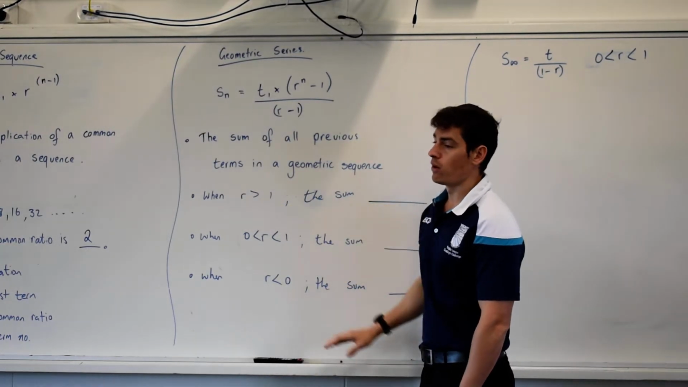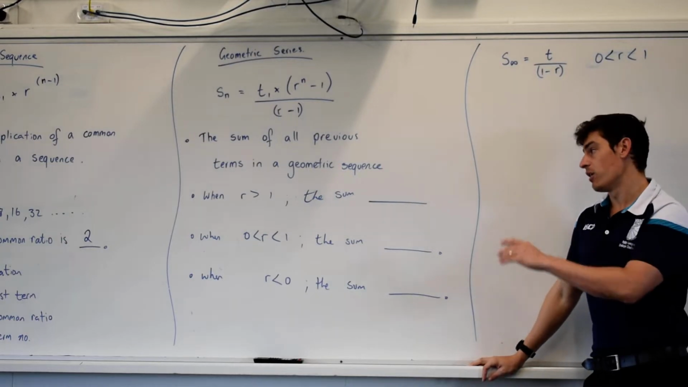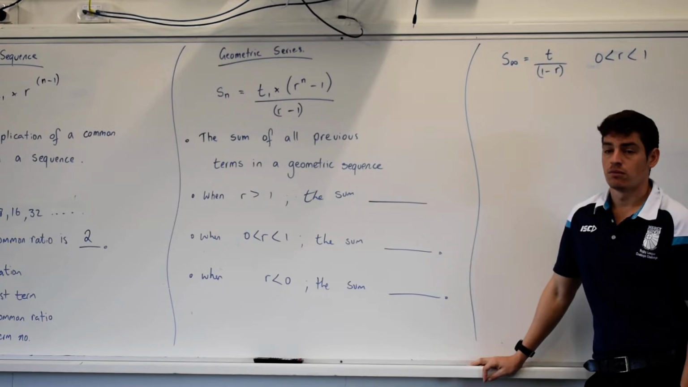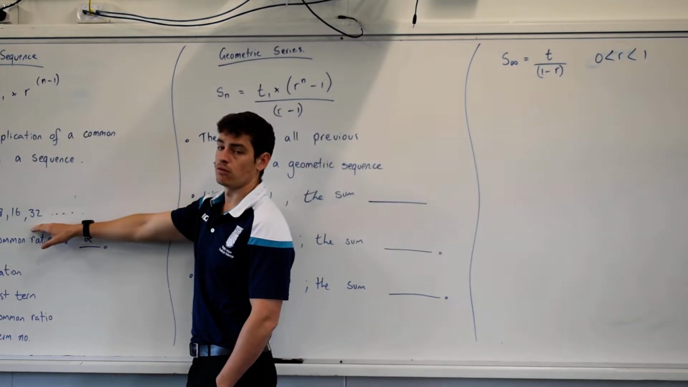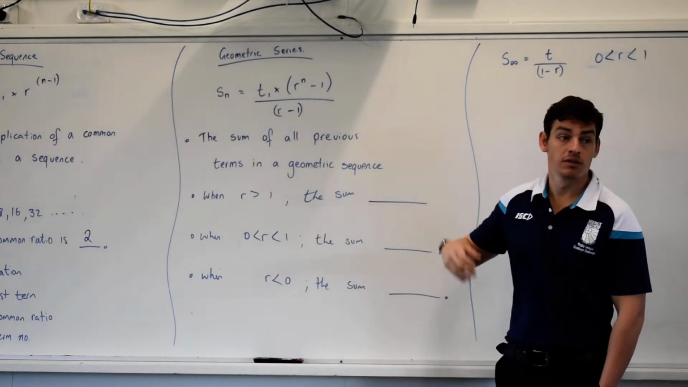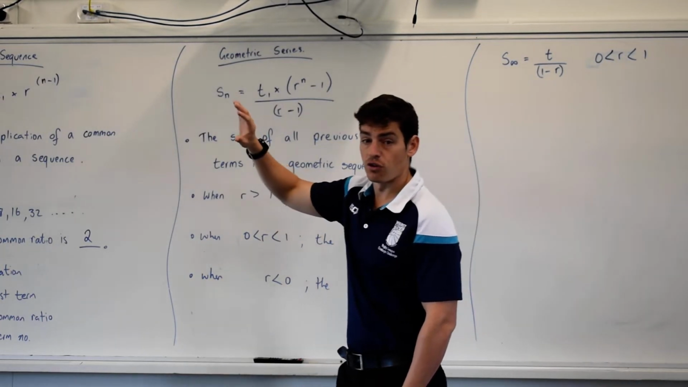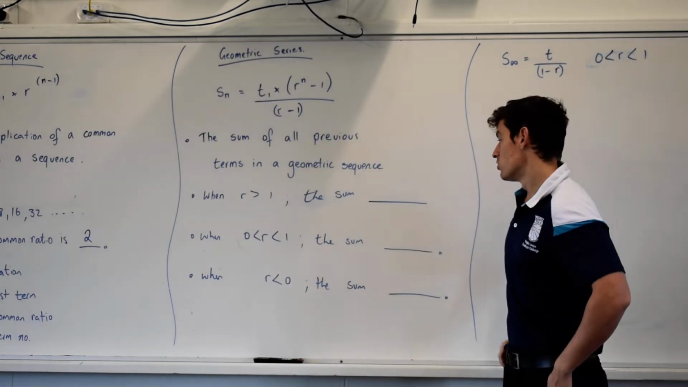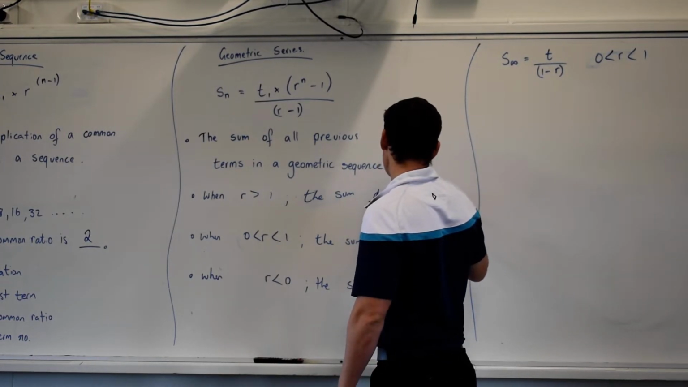When r is greater than 1, as we go off to infinity, what happens to our series here? Look at this series, right? Is r greater than 1? What's going to happen as I go to infinity? It's going to get larger and larger and larger, so the value is going to get further and further away. So it's going to become infinitely big, correct? So the sum diverges, and you might put it in brackets.